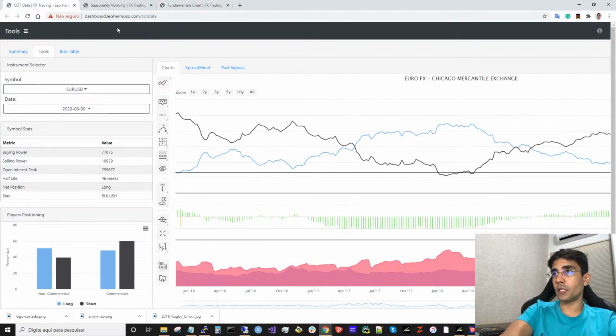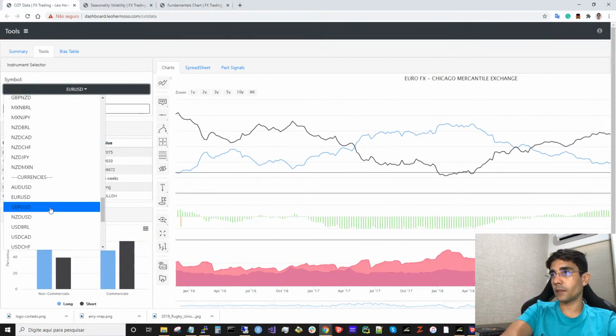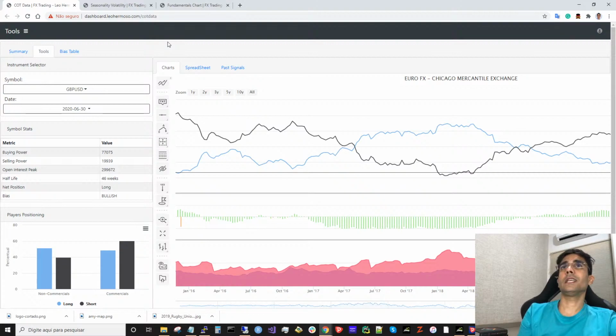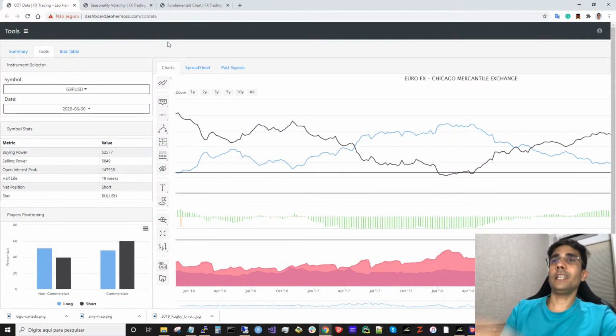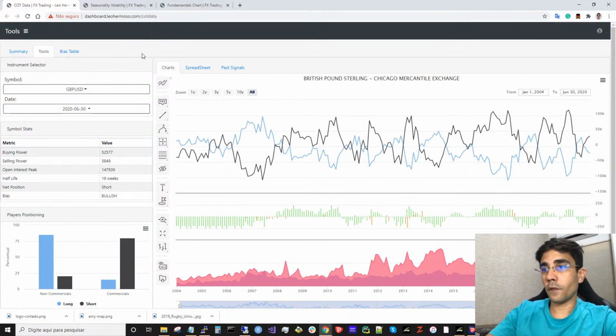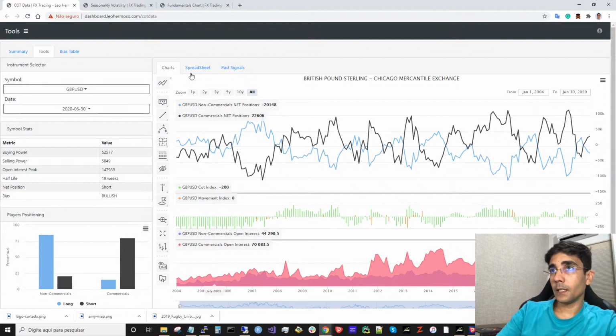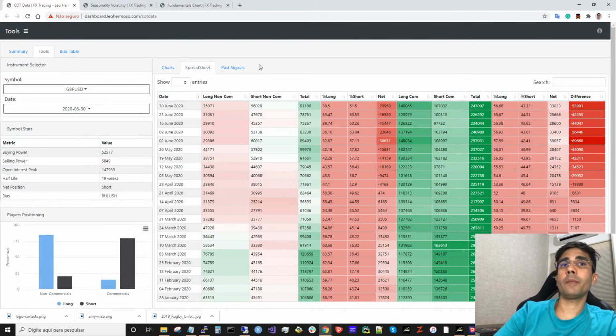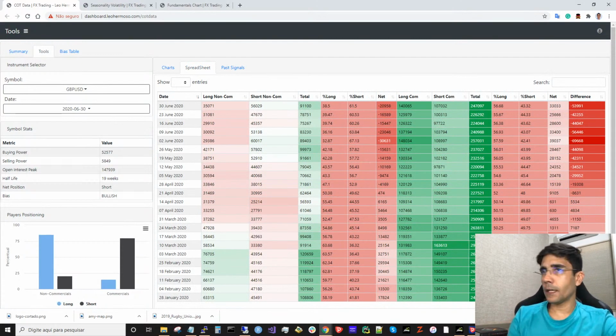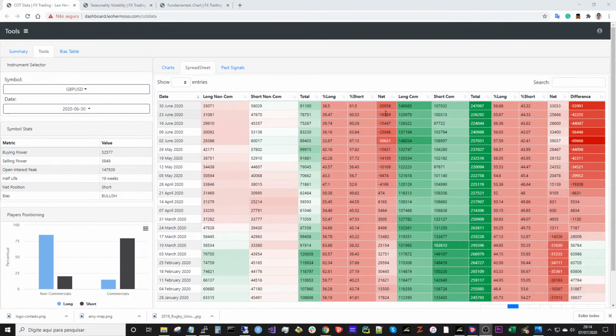The other one is GBPUSD. This one I have to say is giving goosebumps to a lot of good traders, but there is one thing that maybe not all of them are paying attention to. And check this right here.